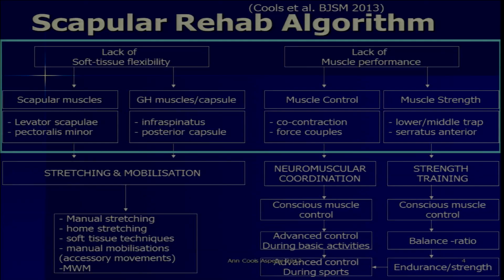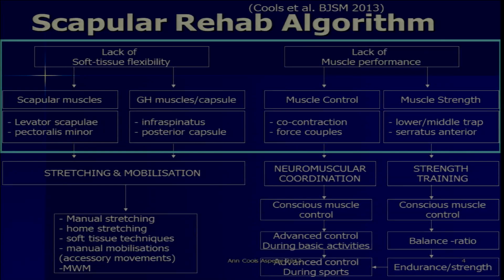When we look a little bit more into detail on the left side, we see that flexibility problems can be situated in the scapular muscles, in particular the levator scapulae and, as mentioned before, the pectoralis minor. But also the glenohumeral structures, in particular the capsule and the posterior cuff, can cause scapular dyskinesia when they are tight.